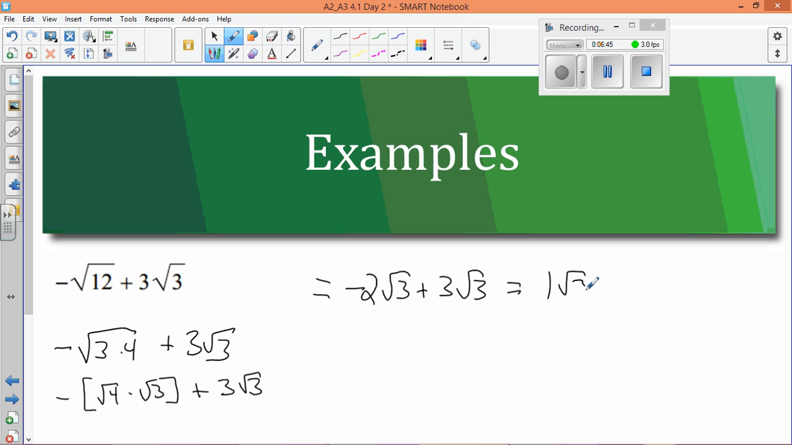Negative 2 plus 3 is just 1 root 3. But in the same way that we don't write 1x, we don't want to write that. 1 root 3 is just simply termed to be root 3, my final answer.